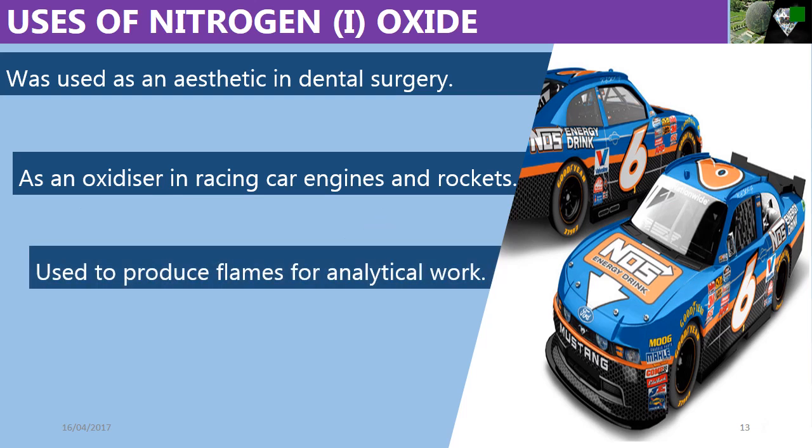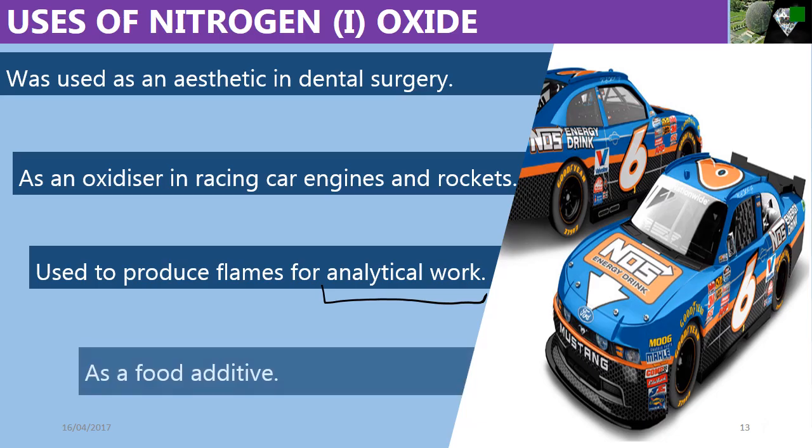It is also used to produce flames for analytical work. There are some delicate analytical works that require precise amounts of oxygen and precise temperatures and flames, which require controlled amounts of oxygen that can be produced by nitrogen 1 oxide.